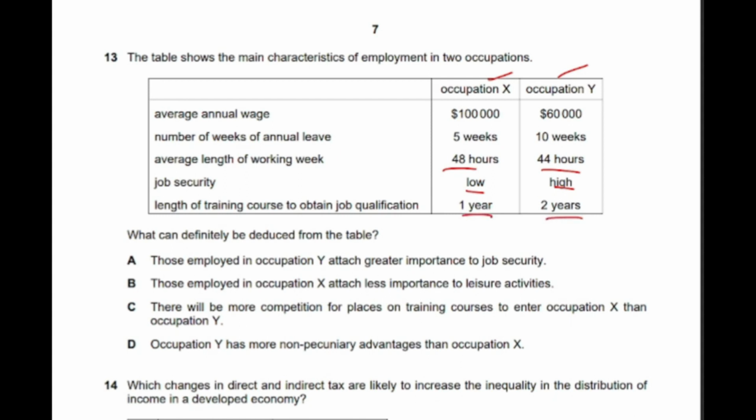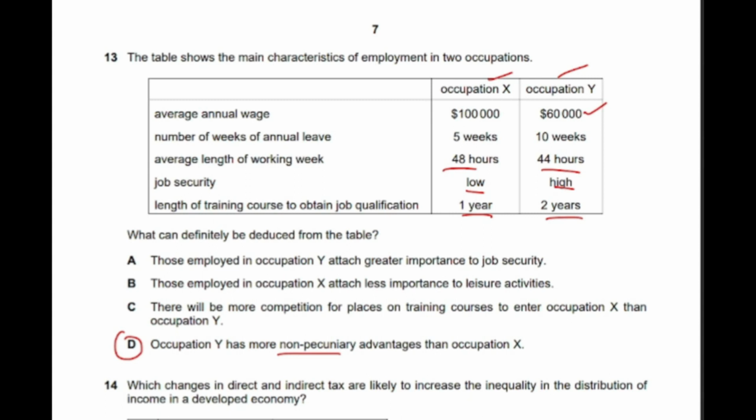Okay, so what can definitely be concluded or deduced from this table? Option D is the correct answer for this question. Occupation Y has more non-pecuniary advantages than X. Non-pecuniary, non-financial, non-monetary benefits are the benefits apart from the wage rate. So occupation Y, although it pays low wages, provides more fringe benefits or non-financial rewards. Non-pecuniary means non-financial things.